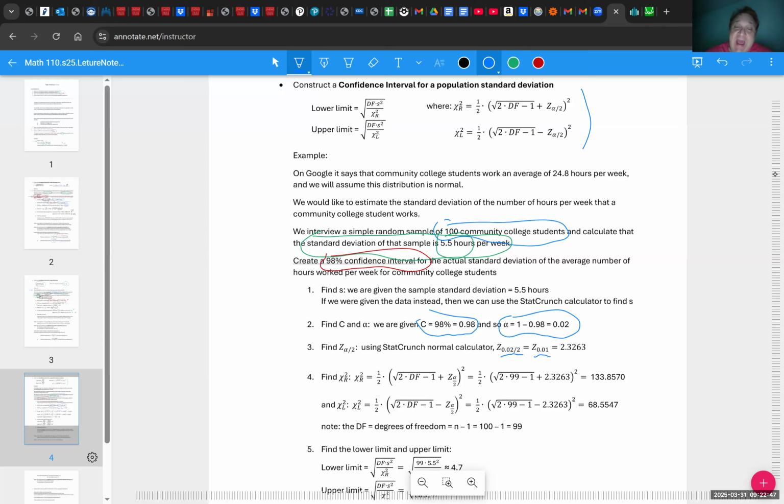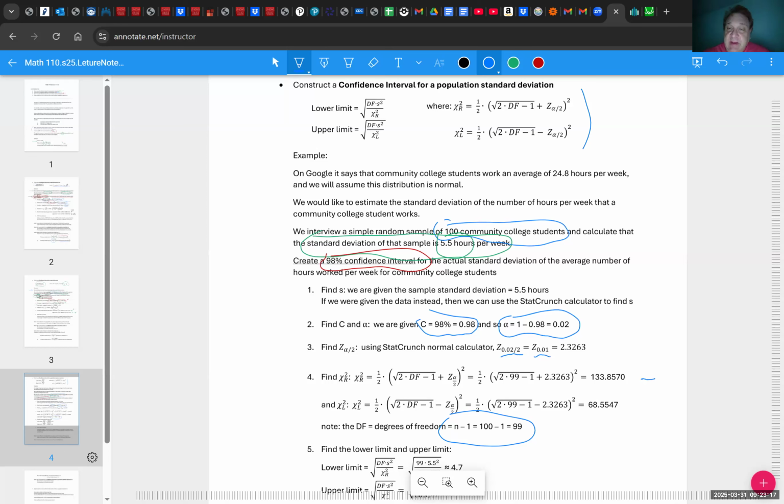So it's 1/2 times this square root of 2 times the degrees of freedom. Remember, degrees of freedom are just one smaller than the sample size. We asked 100 community college students. So 100 minus 1 is 99. So our degrees of freedom is 99. You plug in the 99, you plug in the Z alpha over 2 number. You just plug all those numbers in, you do all this calculation, and you get some values.